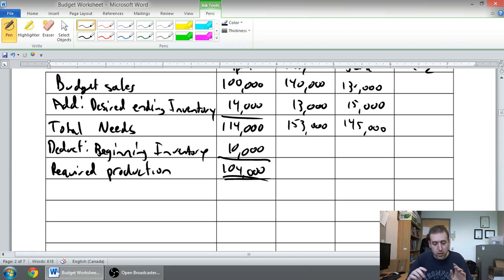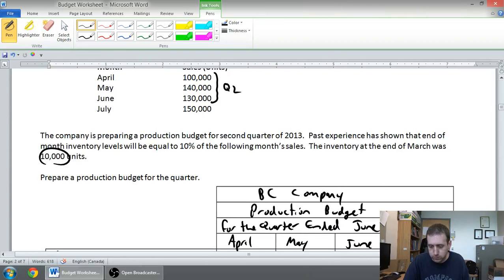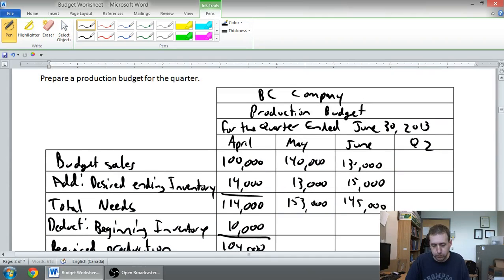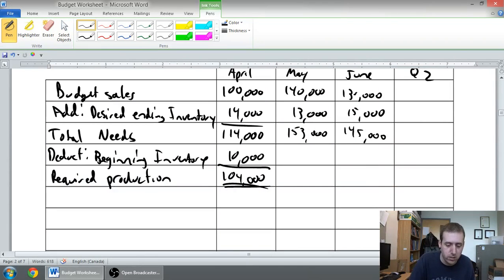So again, let's just look at April on its own. In April, we said, hey, we're planning to make or sell 100,000 units. So when we do our production budget, we say, okay, I'm planning to sell 100,000 units. I better make 100,000 units. But not only do I need to make 100,000 units, I need to make 14,000 extra units to be ready for May. So I need 114,000 in total. But I started April with some inventory. I started April with 10,000 units sitting there. I don't need to remake those. So I actually only need to make 104,000 units.